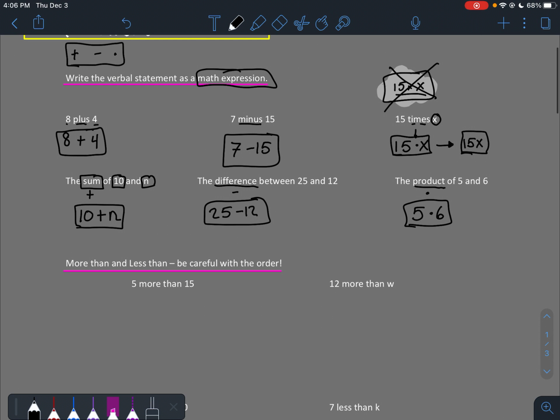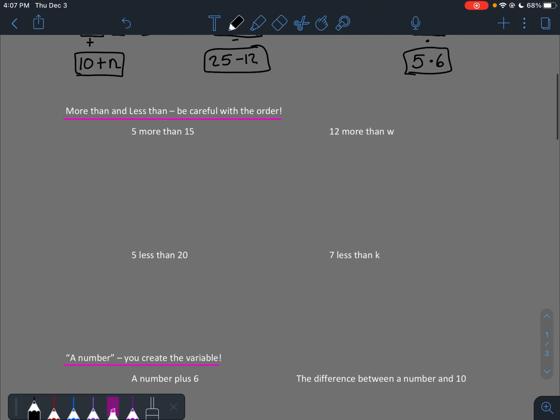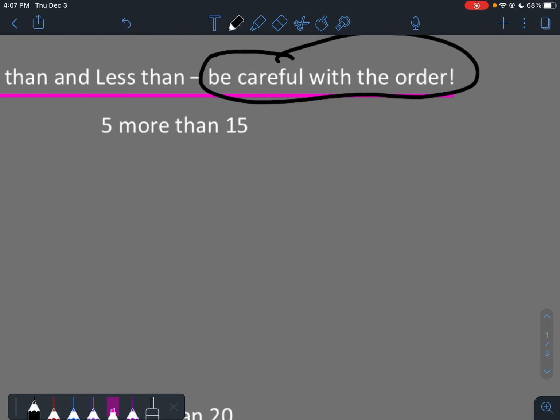So buzzwords. Sum, start thinking addition. Difference, start thinking subtraction. Product is going to be multiplication. Times, multiplication. Minus, subtraction. Plus, addition. It's important to understand what these words mean. Now, anytime we're dealing with a more than or a less than situation, we want to be careful with order, and this is kind of one of those annoying things.